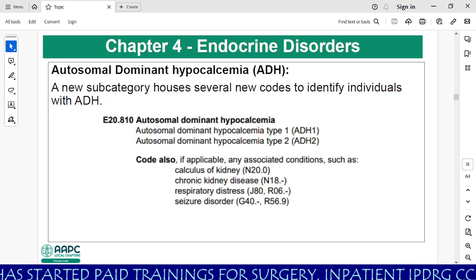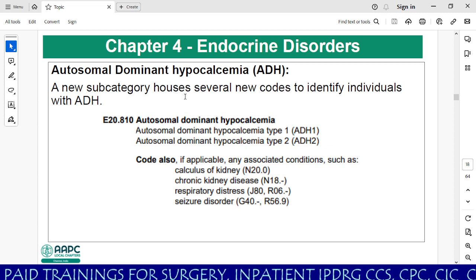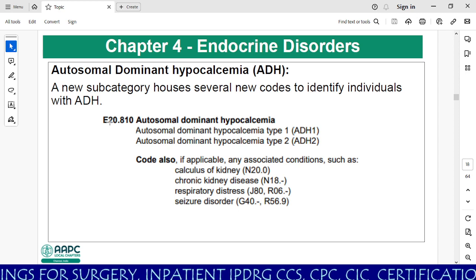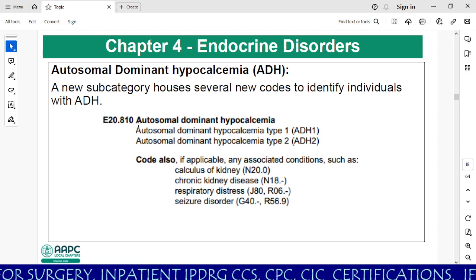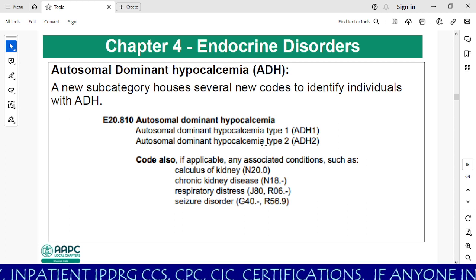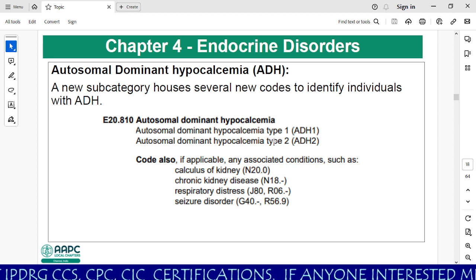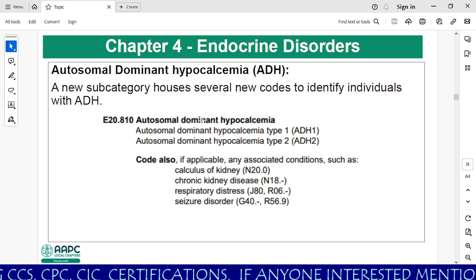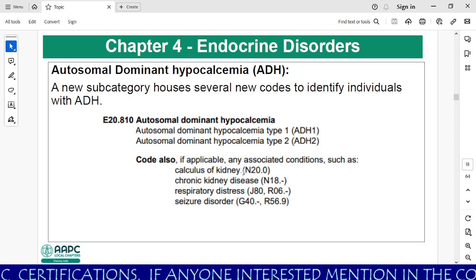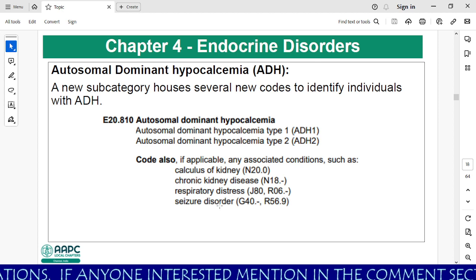Next one is autosomal dominant hypocalcemia, ADH. A new subcategory houses several new codes to identify individuals with ADH. This is the new subcategory E20.810 for autosomal dominant hypocalcemia. Here we have two types, type 1 and type 2. Both autosomal type 1 and type 2 are included in autosomal dominant hypocalcemia. If applicable, we need to code calculus of kidney, chronic kidney disease, respiratory distress or seizure disorder.